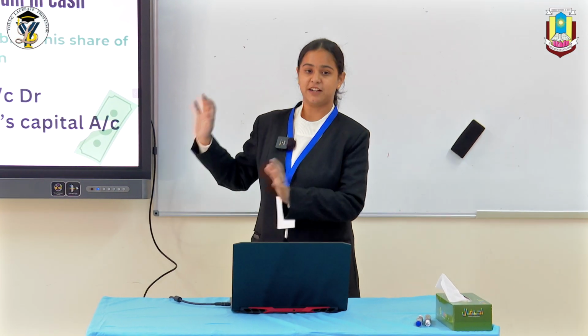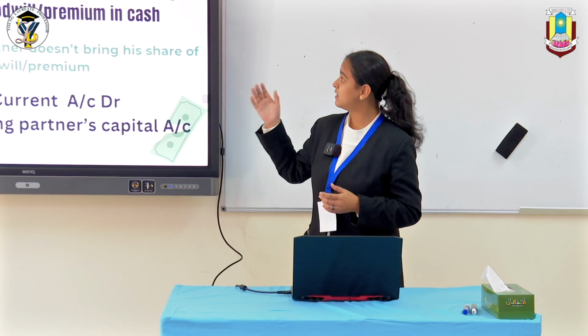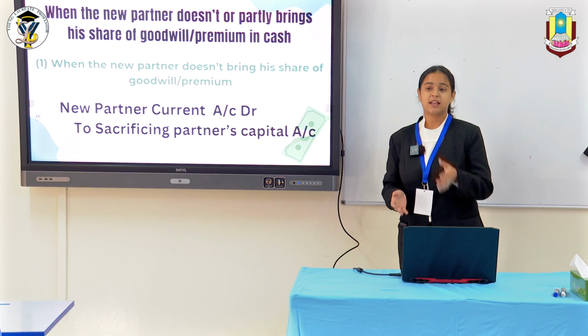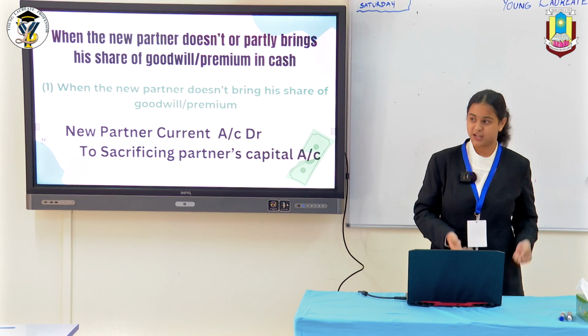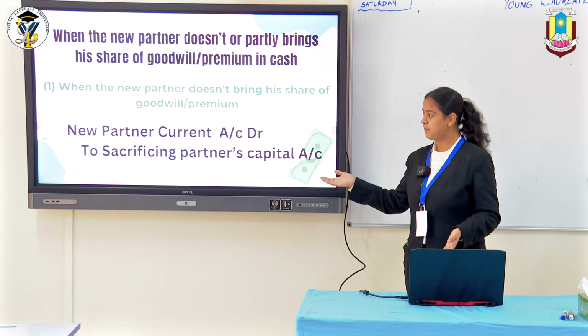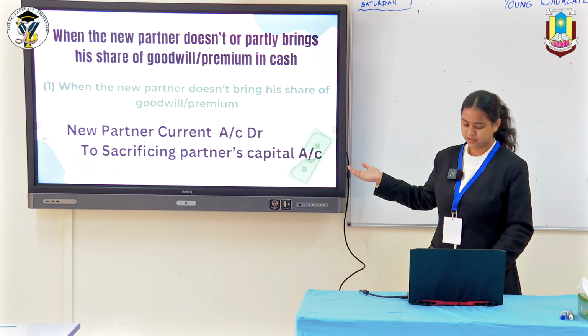Now, here we have a different case. Here, when the partner doesn't bring or only partly brings his share of goodwill. If he doesn't bring his share, this amount will be taken from his current account. Now, being nominal in nature, the incoming partner's current account will be debited and given to the sacrificing partners' capital accounts.